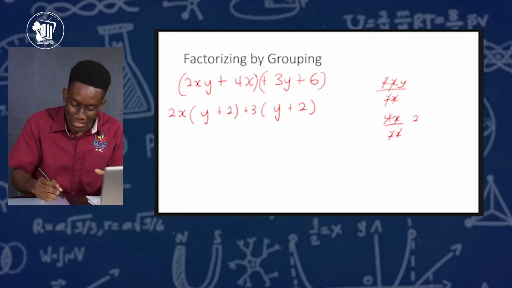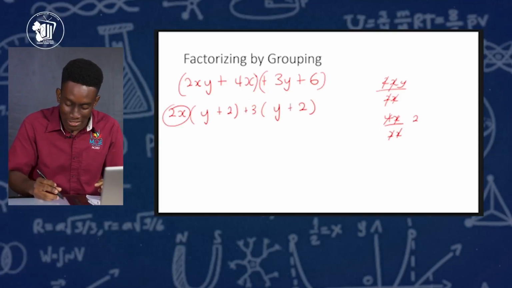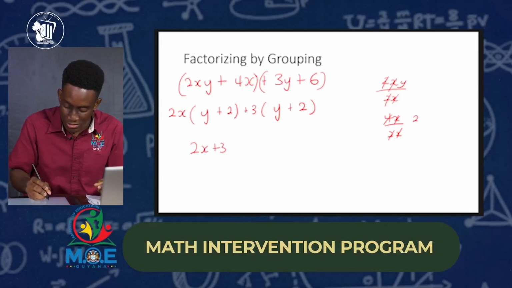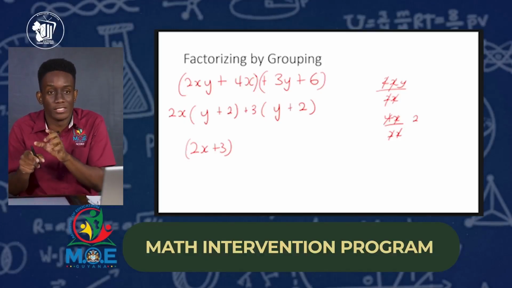So what we do, we take what is outside the bracket and we put that in a bracket by itself. So we'll have 2x plus 3. We put that in a bracket. And then we bring down one of the brackets that is the same.